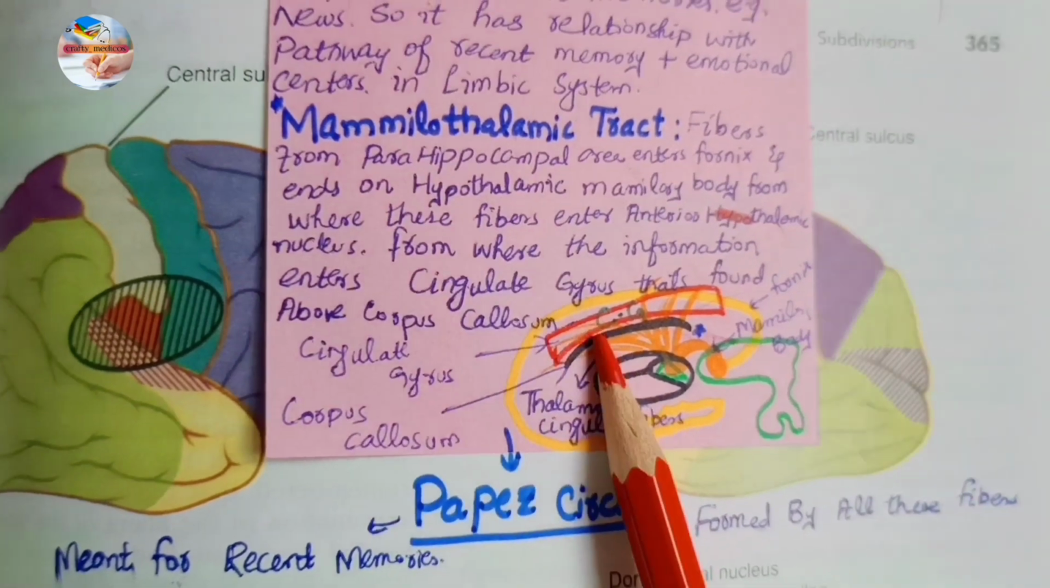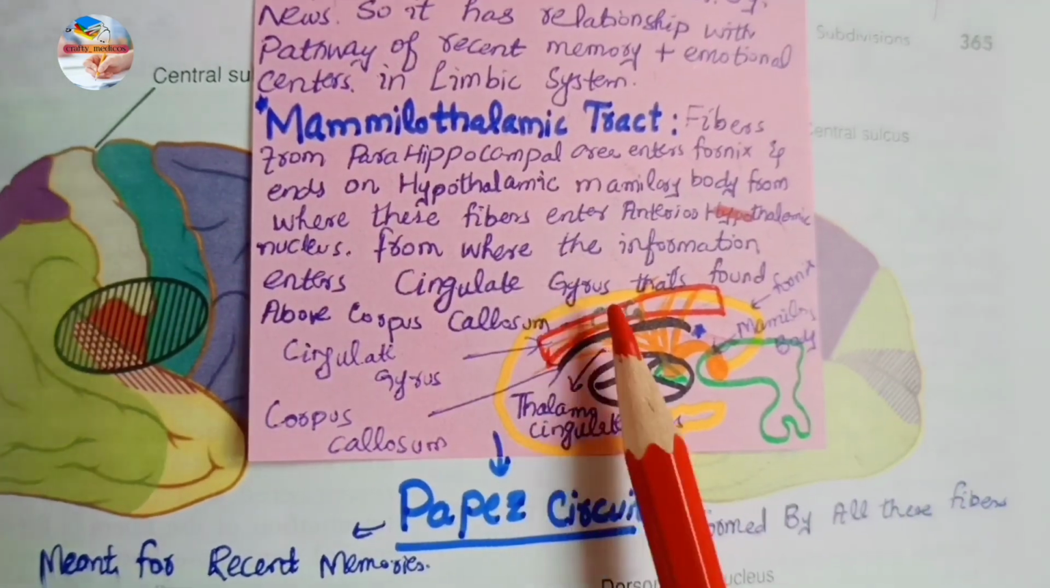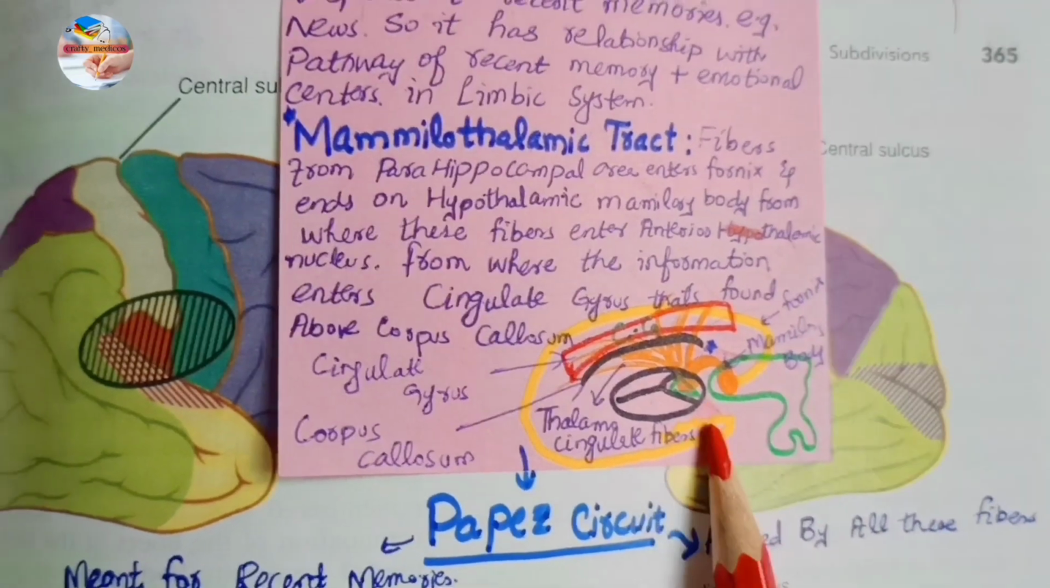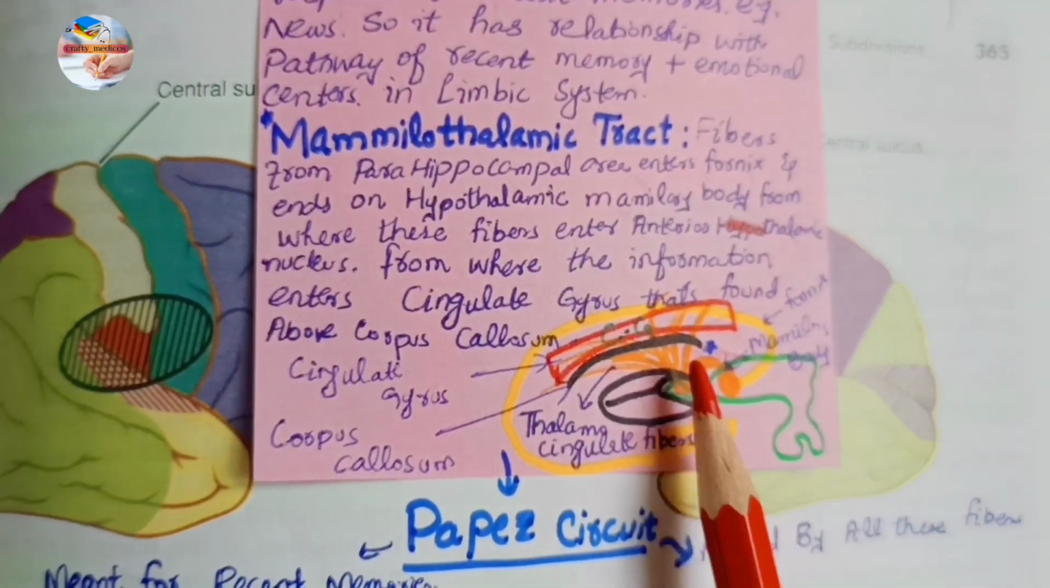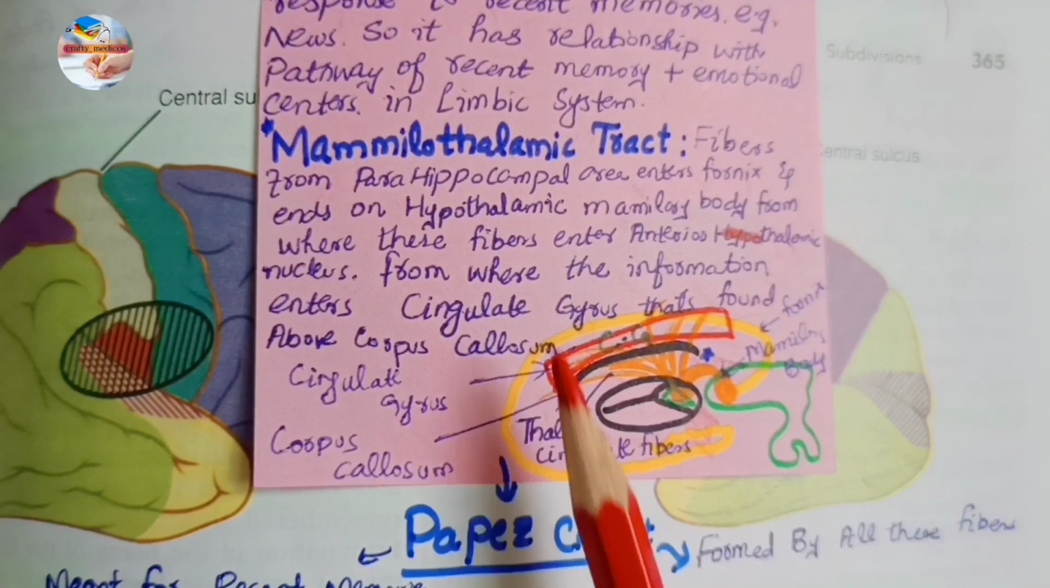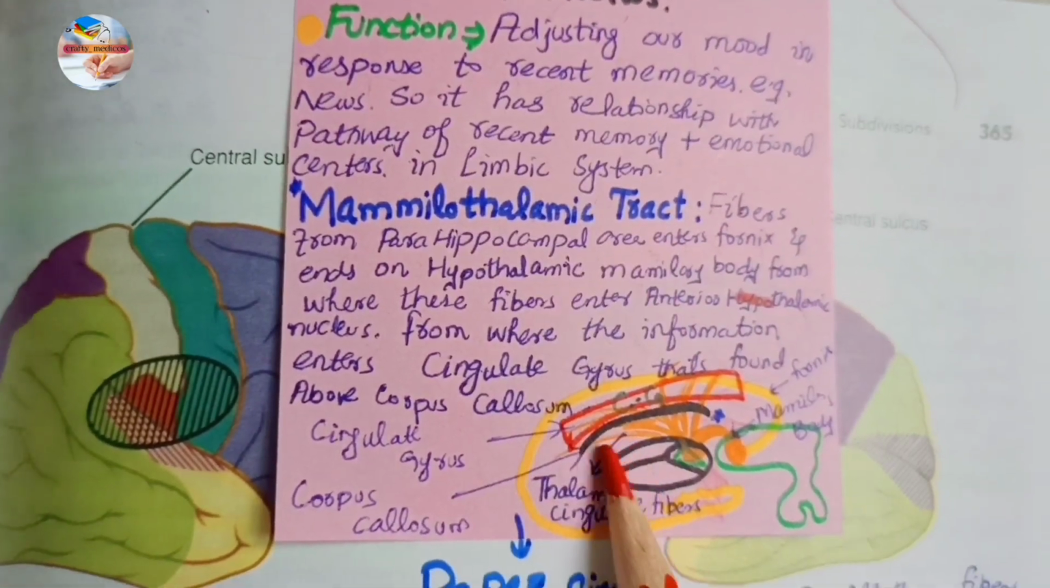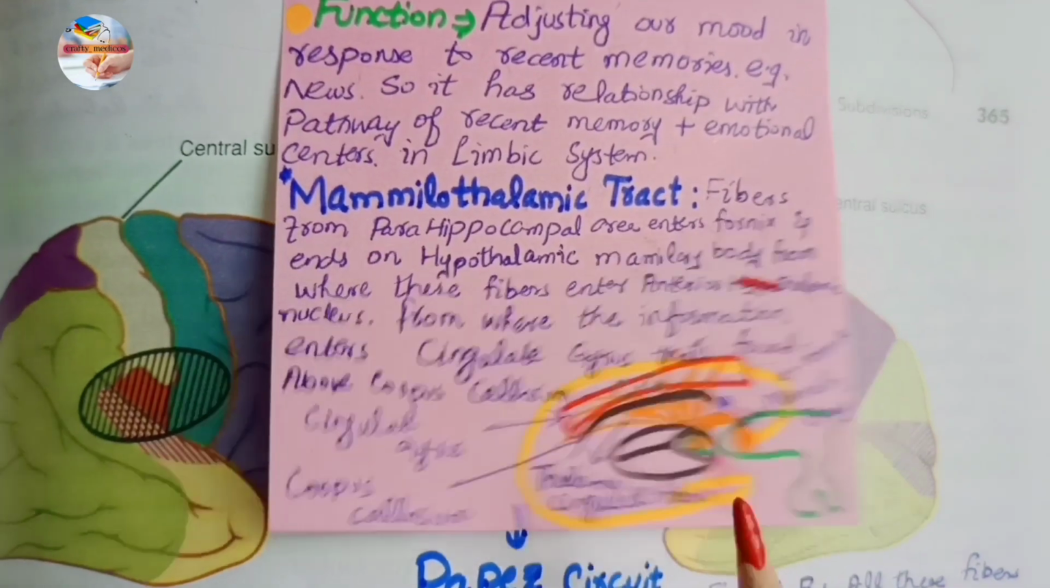It means that the cingulate gyrus, which is responsible for our emotions and which is controlling our emotional tone, and the parahippocampal area, which is basically responsible for our recent memories. So these two connections of the mammillothalamic tract prove that this pathway is responsible for controlling our emotional tone in response to our recent memory.